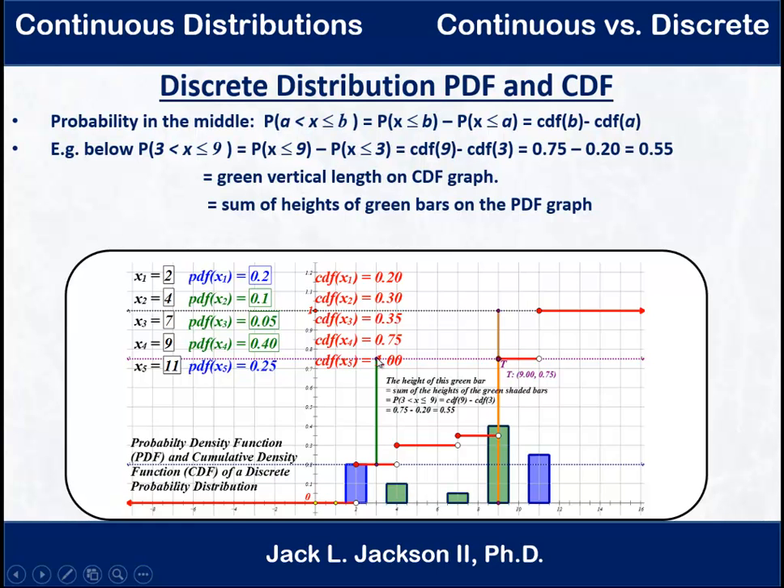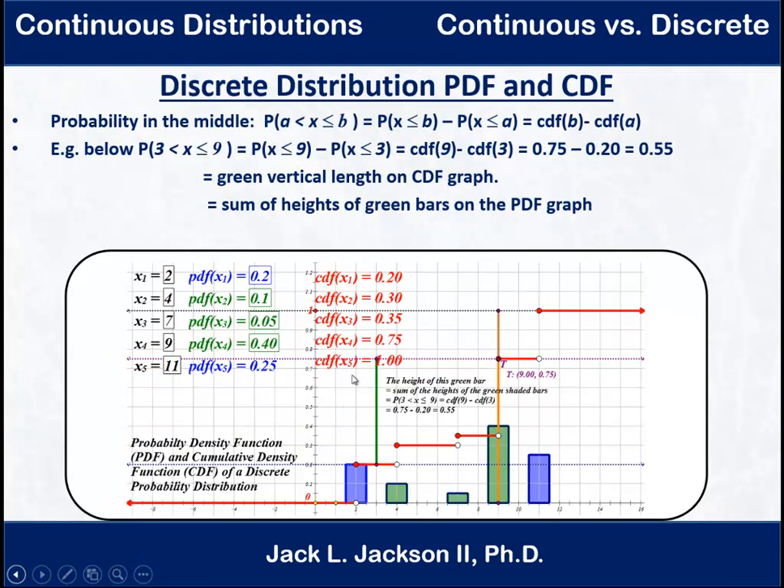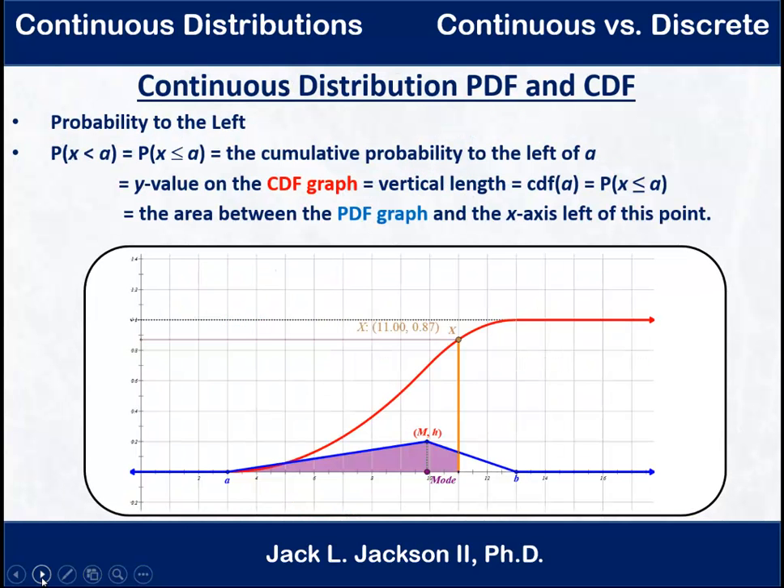On the CDF, it's represented by, look at these 2 Y values here, the Y value at your endpoint here, and your Y value here, and the difference in those two is given by this green vertical length. So that green vertical length is the probability between the two. But again, you can find it by just doing the difference in the two CDFs. Alright, now how does this translate over to a continuous distribution?